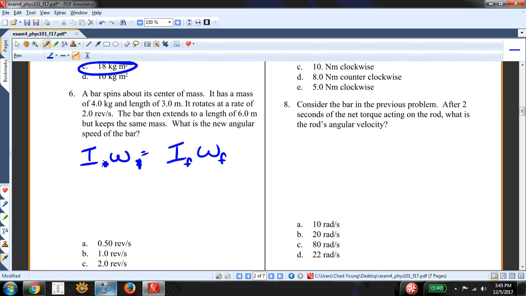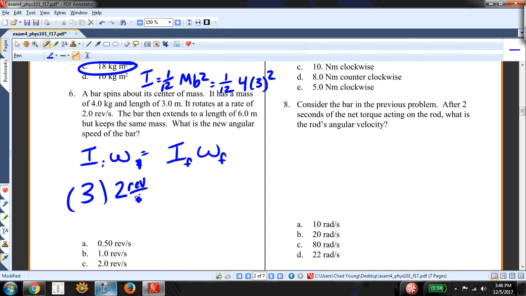I need to figure out what is the moment of inertia. So I is 1/12 mb squared. I'm going to work this a different way in just a second to show you an easier way, but let's do it this way first. So initially, it's going to be 1/12 mb squared. It's a bar spinning about its center. That's going to be 4 times 3 squared. So initially, I is 4 times 9 is 36. This is equal to 3 kilogram meter squared, and the rotation rate is 2 revolutions per second.